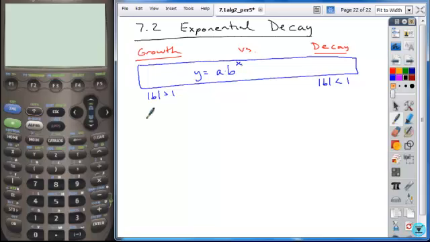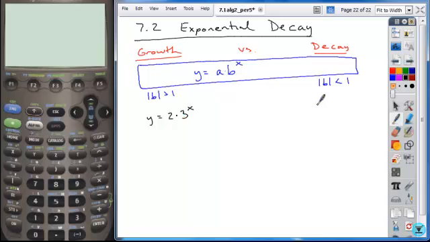So if you're looking at an equation like this, y is equal to, and the a value can be anything, whether it's positive or negative. So I'll use a positive to start with. Okay, so this would be a growth model. The base of your power is a number whose absolute value is greater than 1.